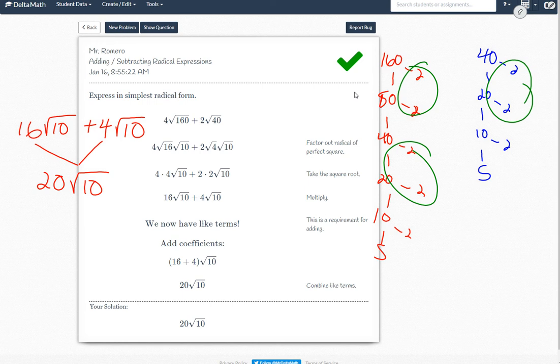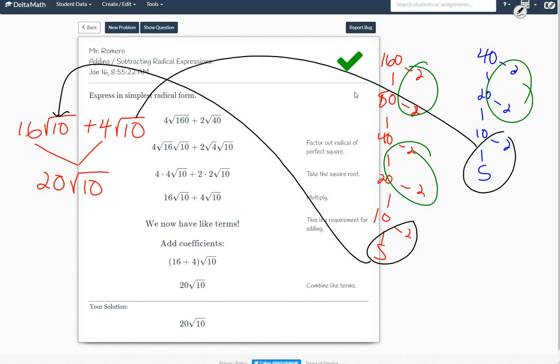The whole purpose of the tree is to figure out what's going to come out of the radical and what's going to stay inside. Once you've figured out what's outside and what's inside, now you just multiply. So this 2 and 5 didn't have any pair, didn't have a partner, so they stayed on the inside, and that's what became those 10s that are on the inside.